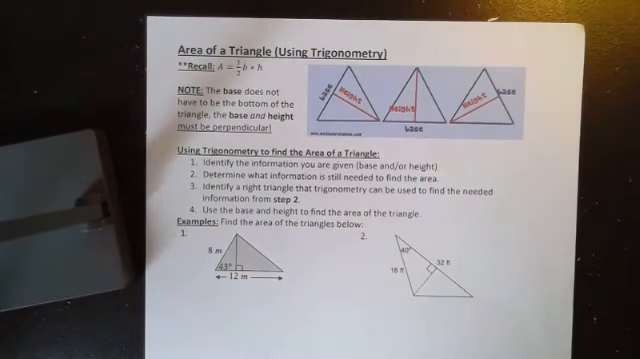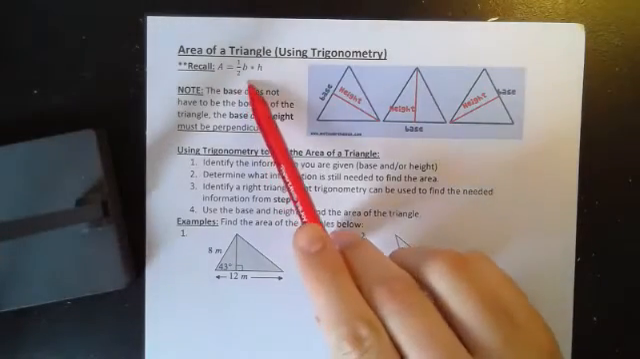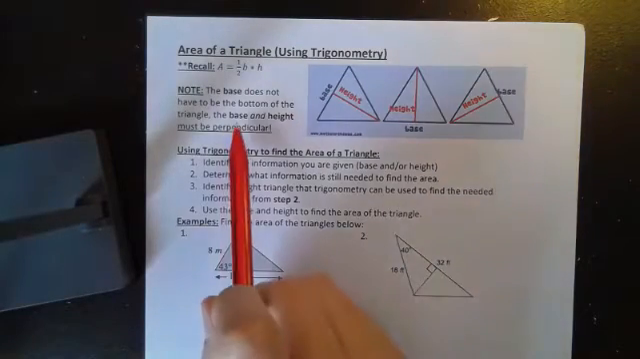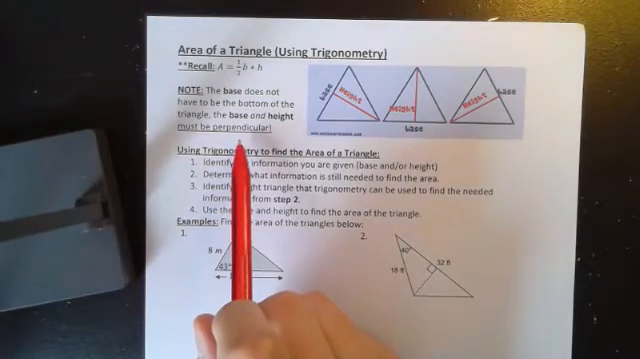Hi, everyone. So for today, we're going to be taking a look at finding the area of a triangle using trigonometry. So earlier this week, you took a look at how to find the area of a triangle, and you noticed that the area of a triangle formula is 1/2 the base times the height. Now, something that's going to be super important when finding the area of a triangle, especially when we're using trigonometry, is the base and the height must be perpendicular.